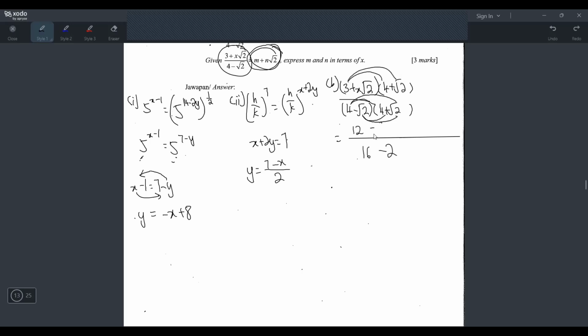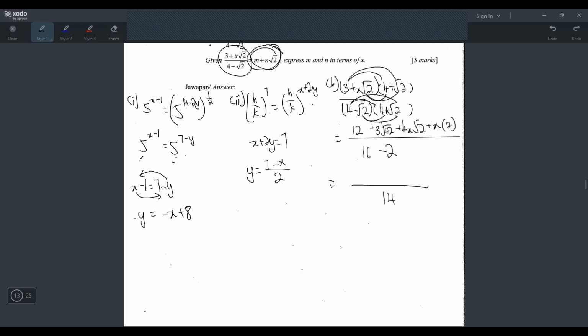3 times square root 2 plus 3 square root 2. x square root 2 times 4, 4x square root 2. And then x square root 2 times square root 2. Okay, nothing will happen to the x, but square root 2 times square root 2 will be 2. I already explained just now, because square root is power 1 over 2. So 2 power 1 over 2 times 2 power 1 over 2 is 2 power 2 over 2, which is 2 power 1. Now 16 minus 2 is 14.